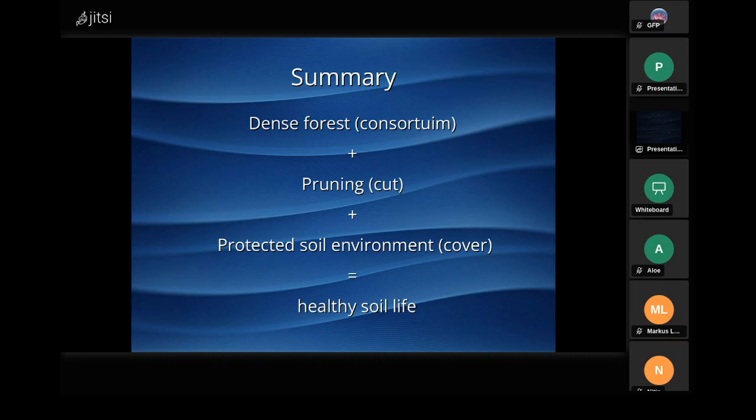So I'm going to just briefly summarize what we've covered so far. The trick to syntropic farming is mimicking a dense forest, which is often called a consortium, this association of plants. And then we come in with heavy pruning, and I refer to that as cutting, and we use the material from that pruning to cover the soil, or covering. So these are the three keys that we'll go into deeper to help us understand and make sure that we're doing syntropic farming correctly.